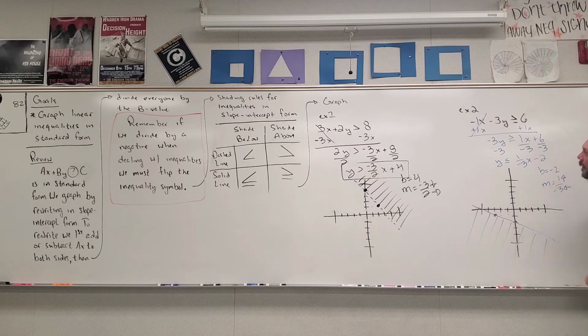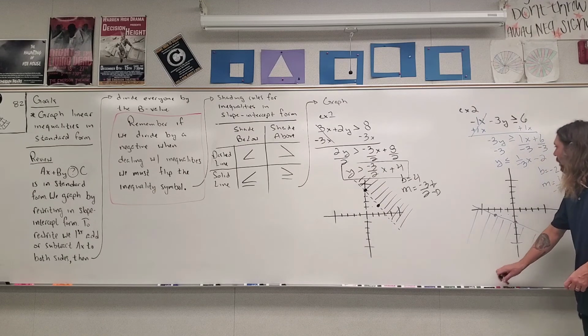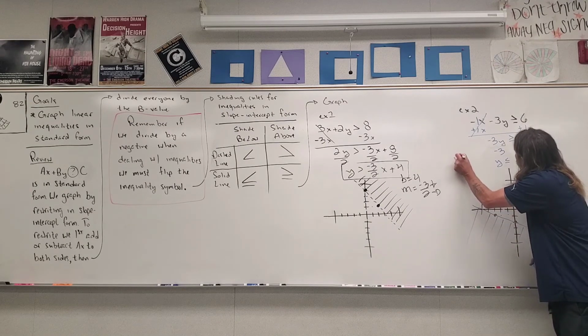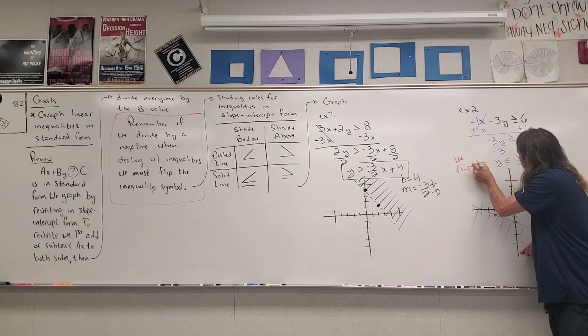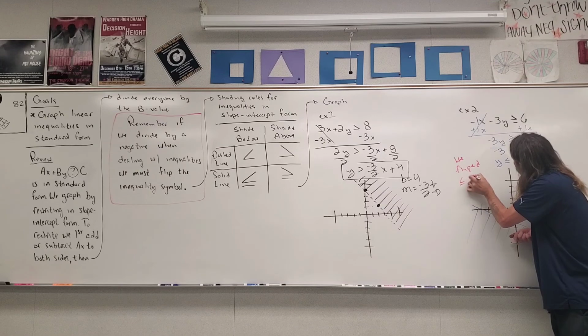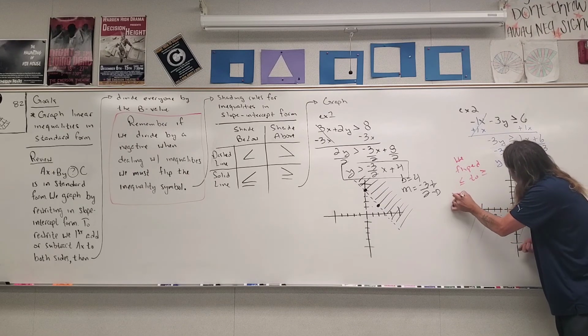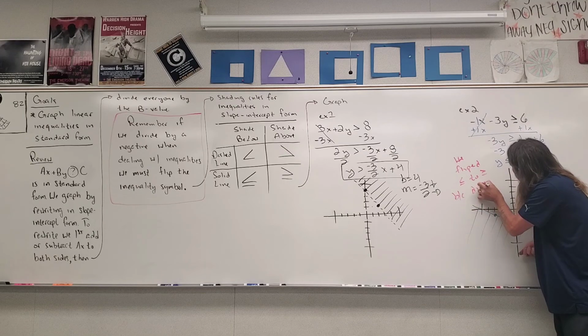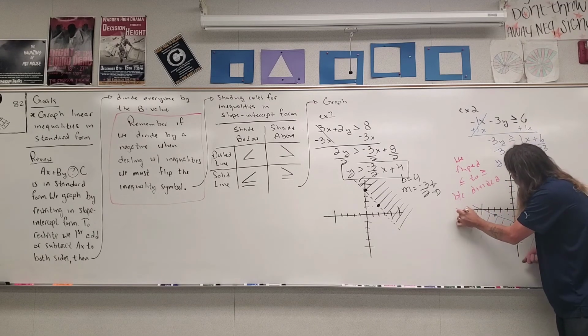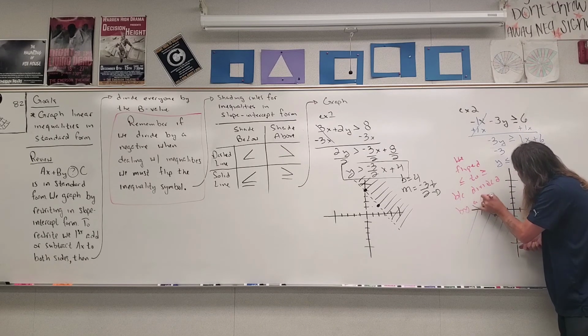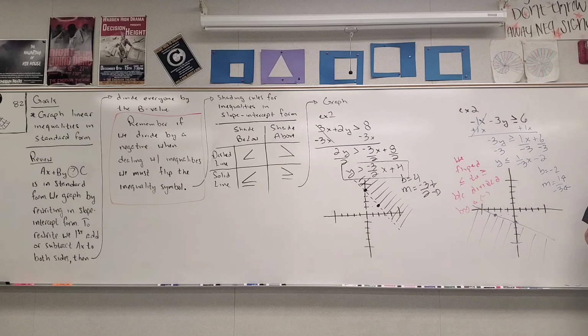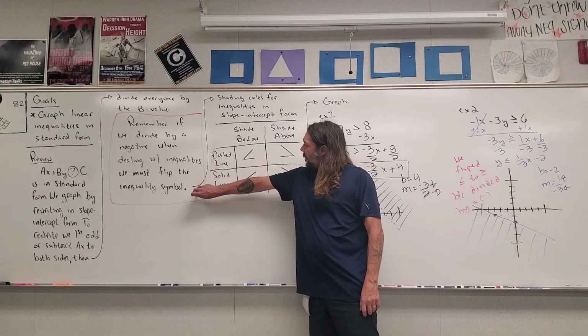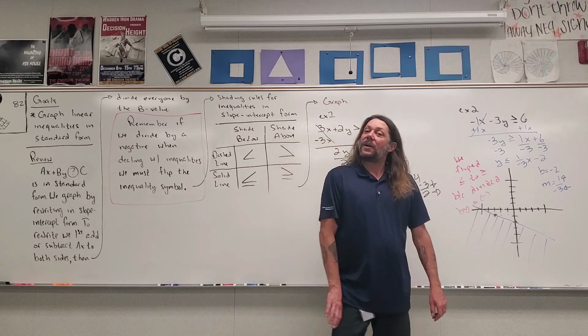All right, so in this example, the key was we had to flip the inequality because we divided by a negative. So let's write that down, okay? Again, when we divide by a negative with inequalities, we have to flip this.